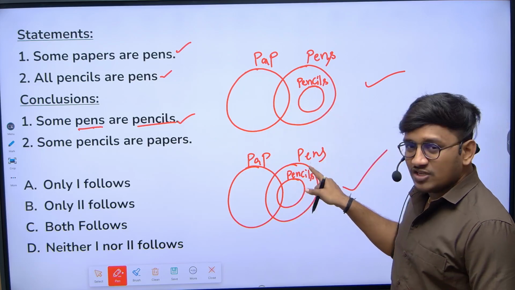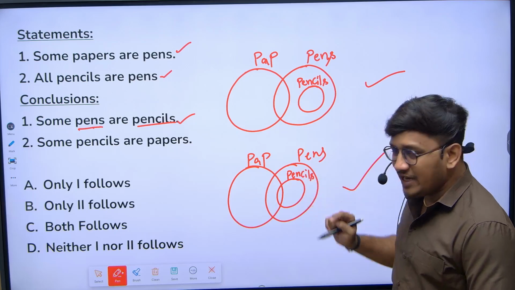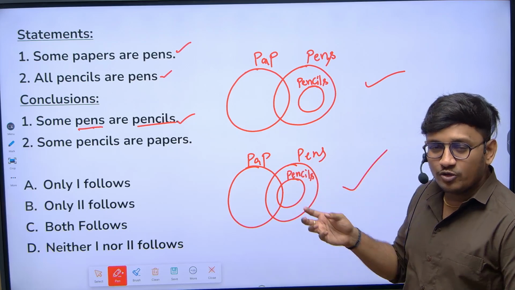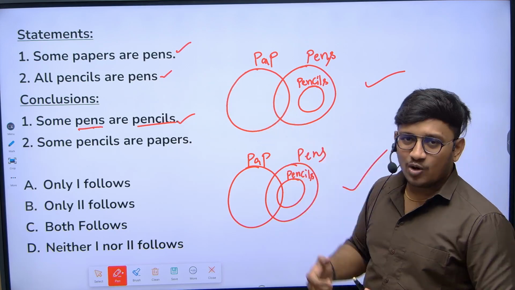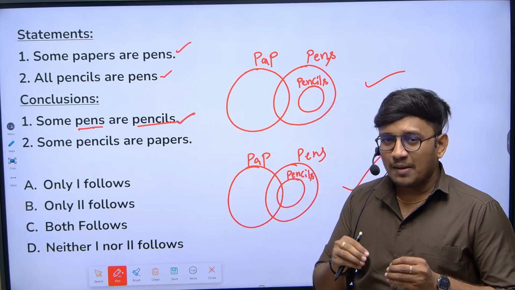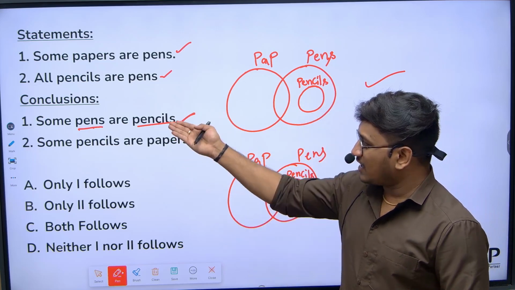Even here also, some part of pens is occupied by pencils. We cannot take these pencils outside of the pens, right? If you do that, the condition will get violated. So obviously here I am not able to prove this conclusion is wrong.